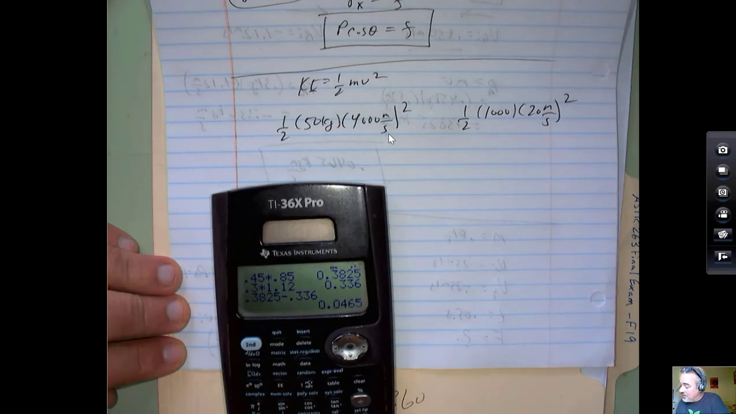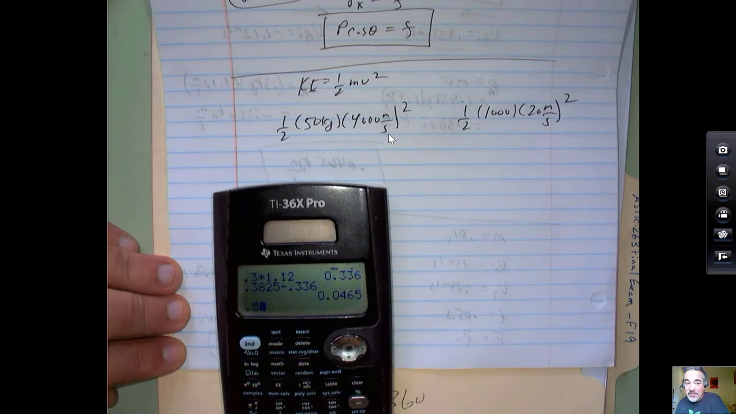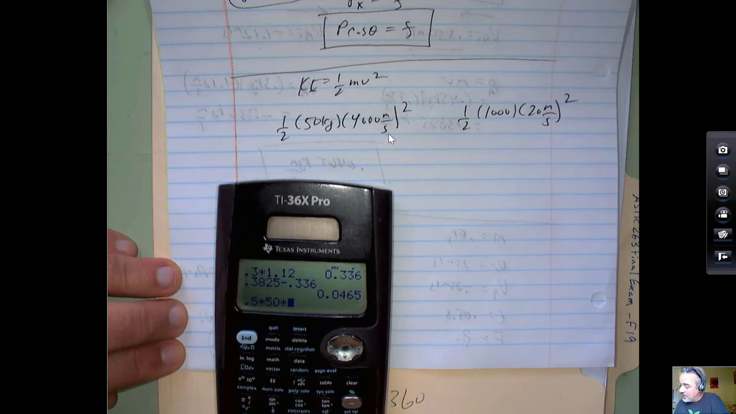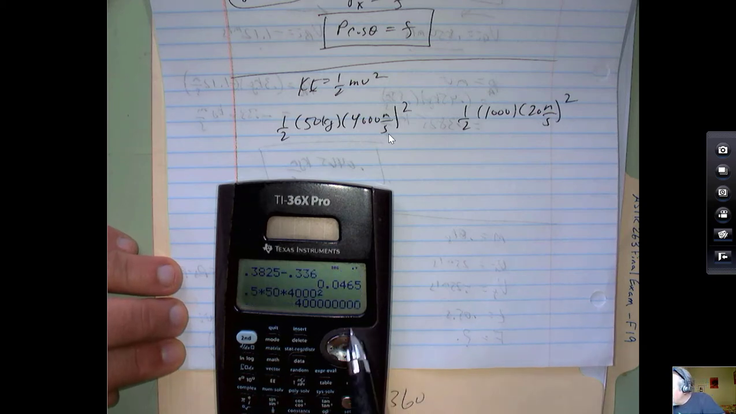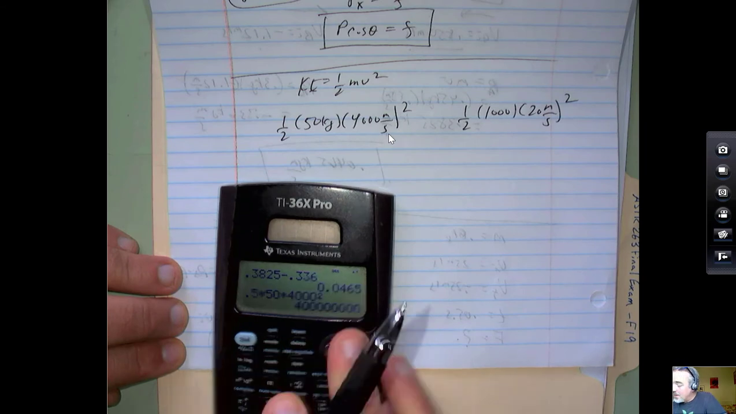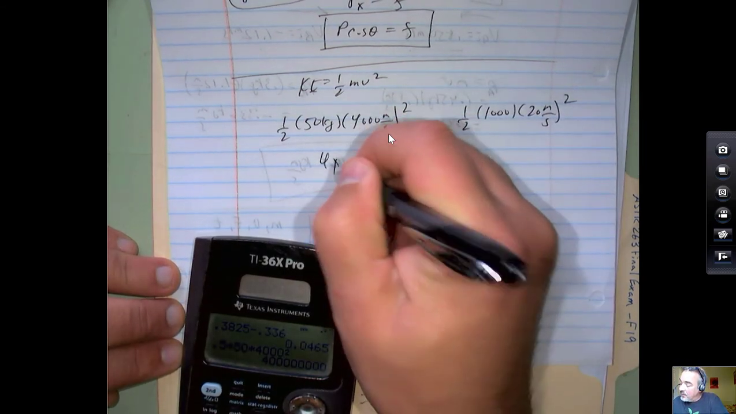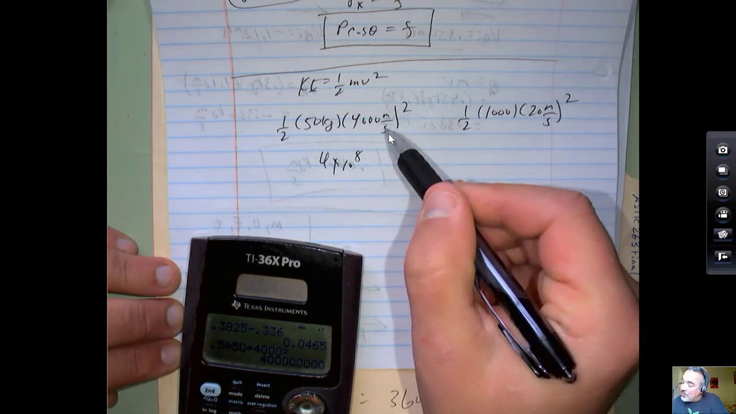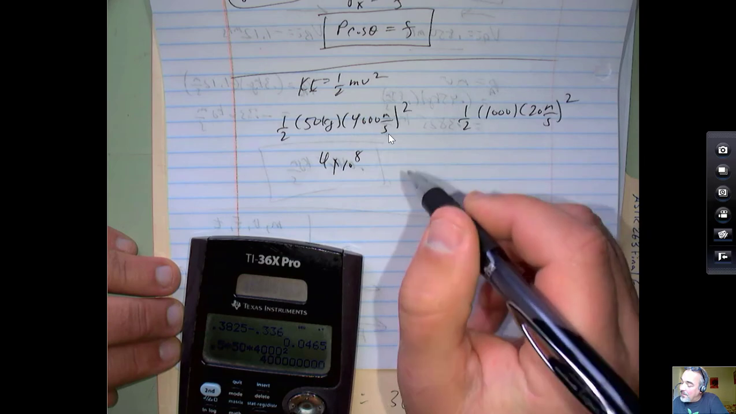So 1/2, 0.5 in other words, times 50 times 4,000, and then don't forget to square it. So something really, really big: 4 times 10 to the 8th. And this is kilogram meter per second squared. That's a Newton times another meter, so this is in joules.